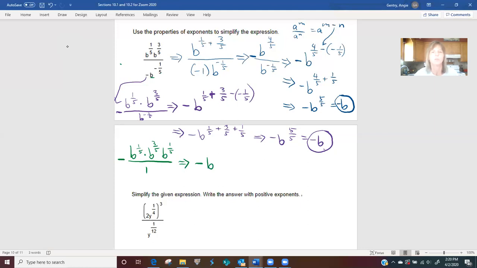And now you have multiplication, and you can say that's 1/5 plus 3/5 plus 1/5. And that is negative b to the 5/5. And then we're back here. You see, it's a struggle. Still, I want to show you options. So if you can do it all three ways, it means you fully understand these rules.